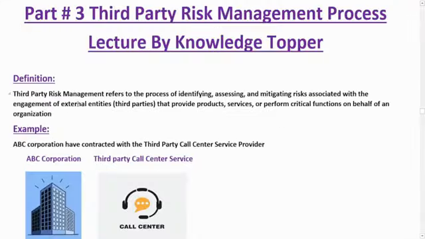So as I discussed with you, if we recall the definition of third party risk management, it refers to the process of identifying, assessing, and mitigating risk associated with the engagement of external parties, like third parties that provide products, services, or perform critical functions on behalf of an organization. We have discussed that third party risk management is a continuous ongoing process to identify, assess, and mitigate risk associated with third parties.